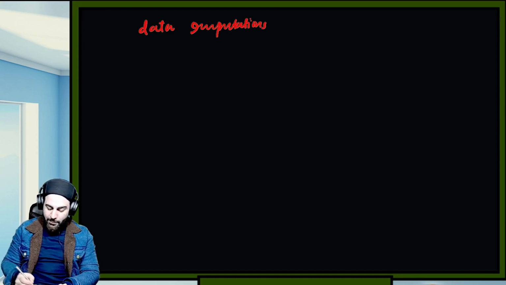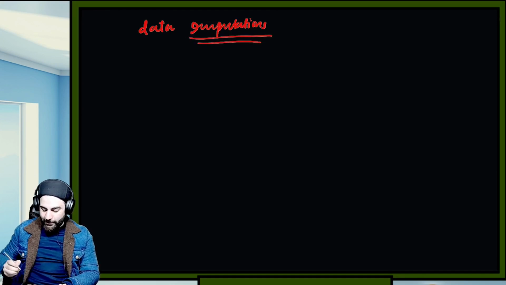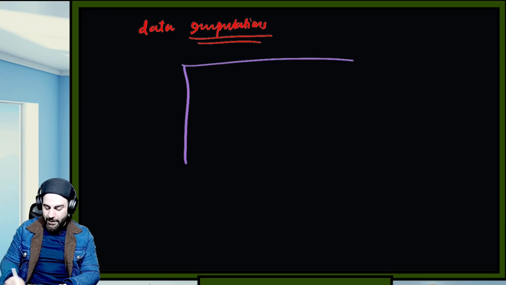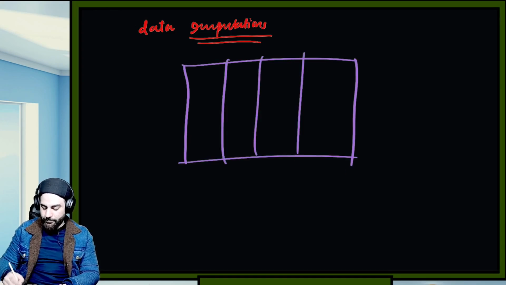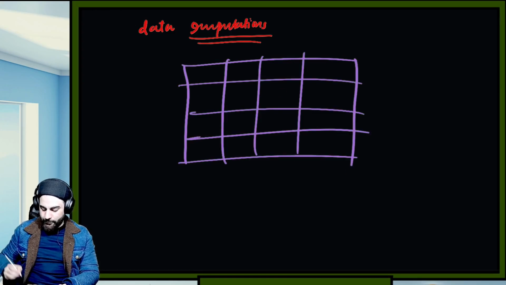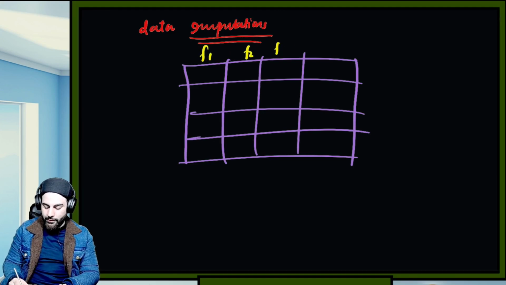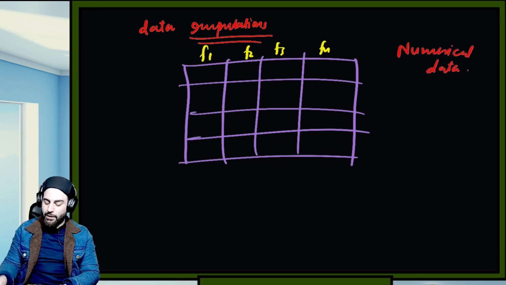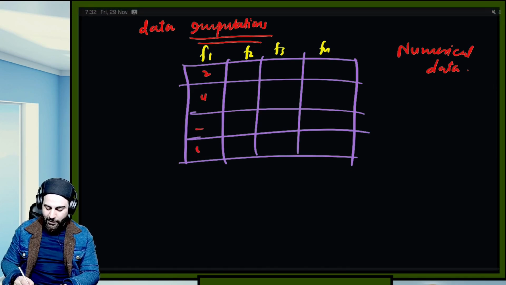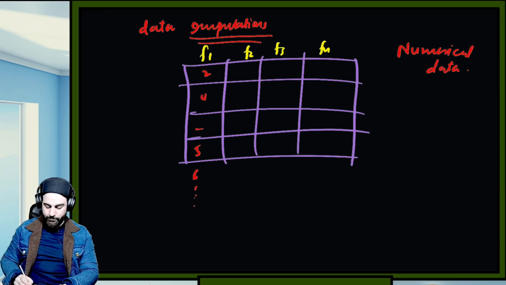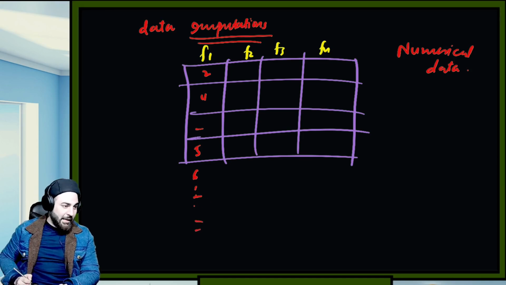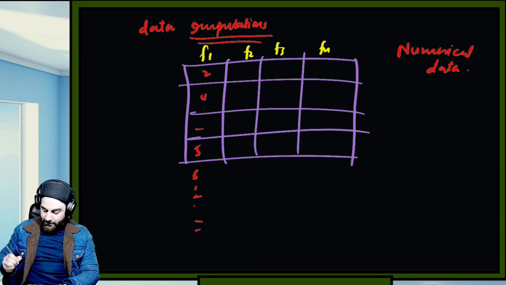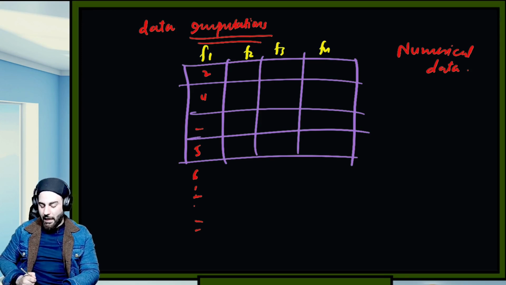Can you tell me what things we can do? Let's suppose you have data like this: feature 1, feature 2, feature 3, feature 4. Let's restrict our discussion to numerical data. Let's suppose we have 2, 4, a missing value, and 5, 6, something like this, with some missing values over here. Asif, can you tell me what comes to your mind? How can we impute these values?